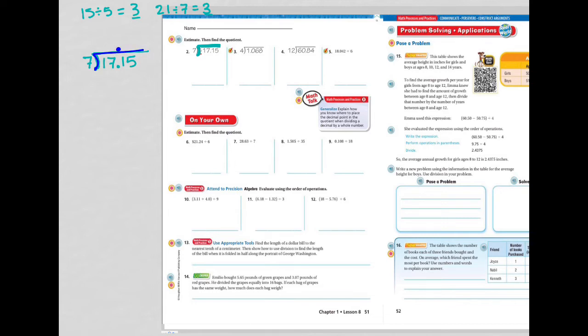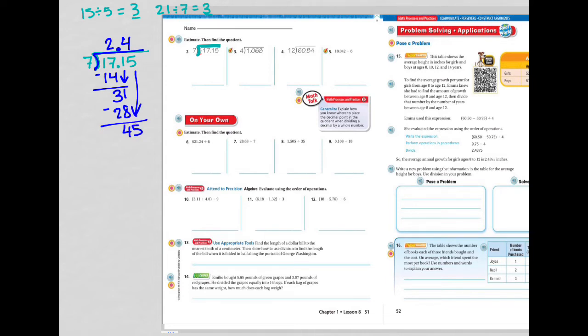And I'm going to say 7 goes into 17 2 times. 2 times 7 is 14. I'm going to subtract and get a 3. I bring down my 1. 7 goes into 31 4 times. 4 times 7 is 28. I subtract and get a 4, and I'm going to bring that 5 down.